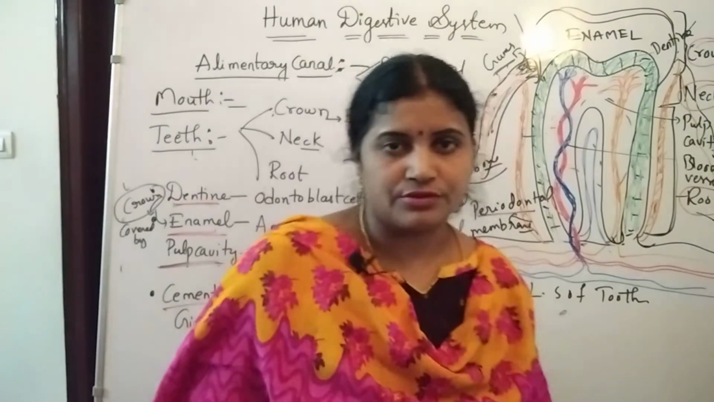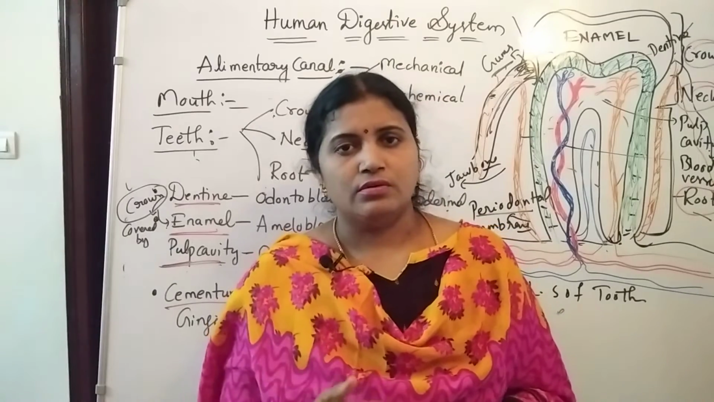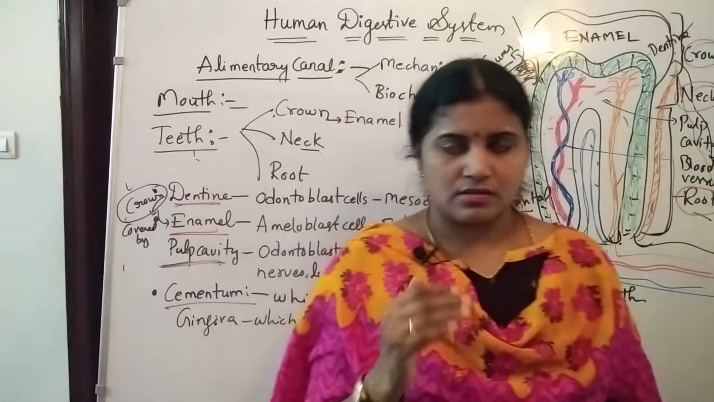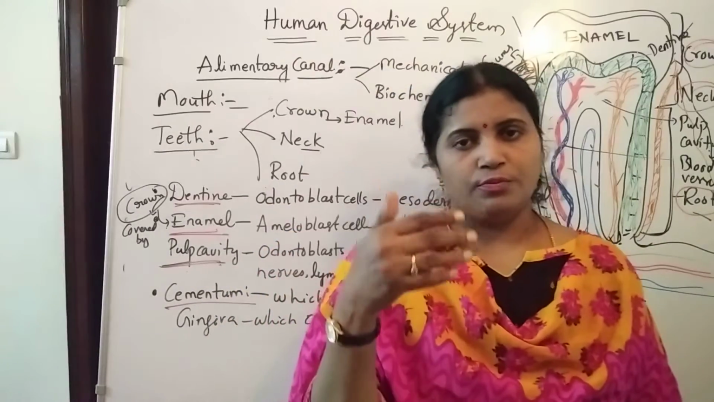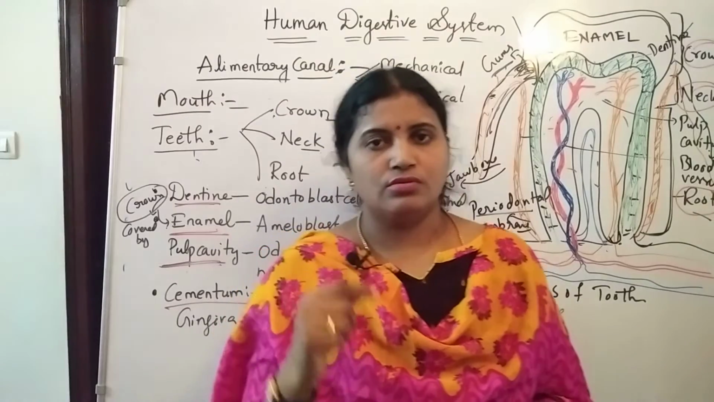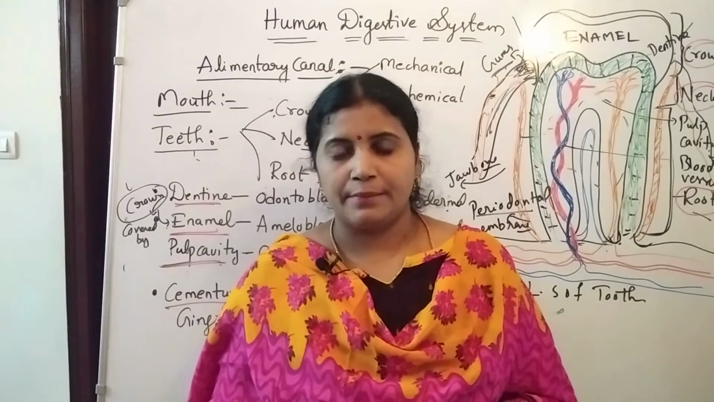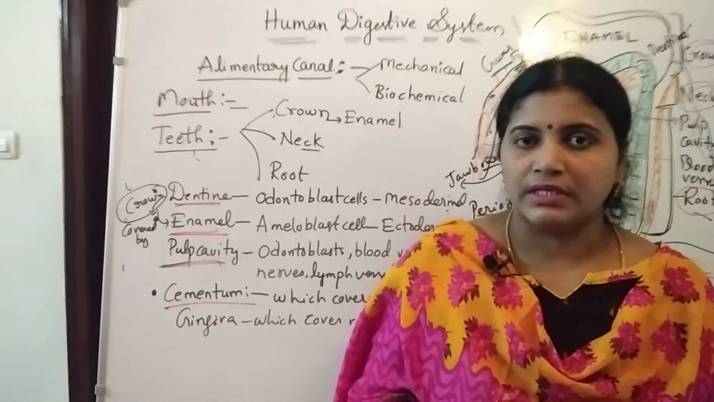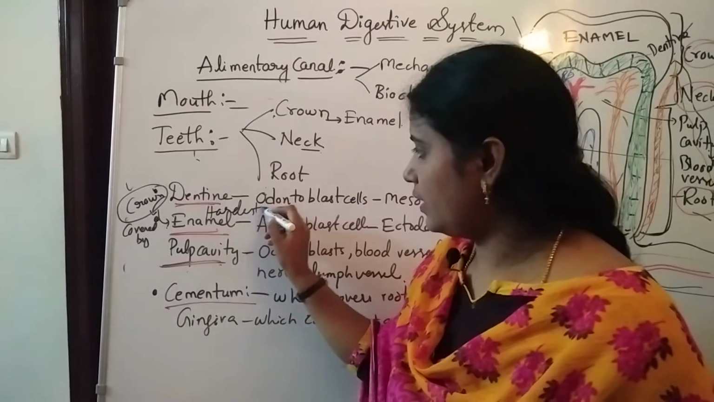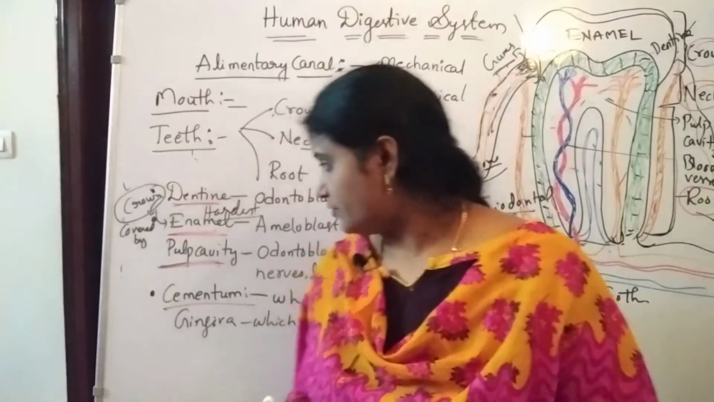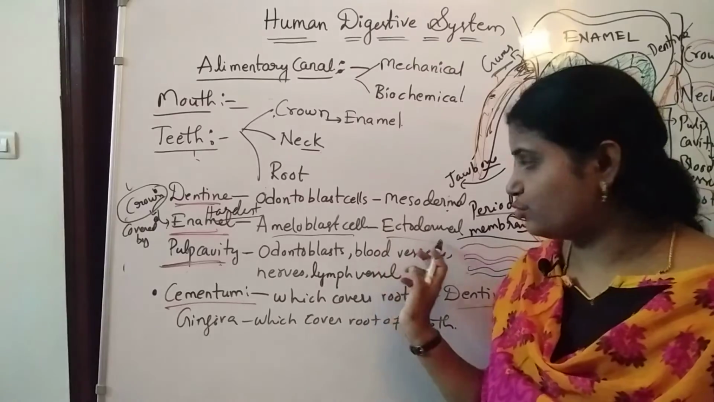In the structure of tooth, this is what you have to revise. I am going to explain again. The tooth is divided into three parts: the crown, the neck, and then the root. The crown is covered by the enamel. One more important point: enamel is the hardest part of the body, and it is secreted by the ameloblast cells, which are ectodermal in origin.